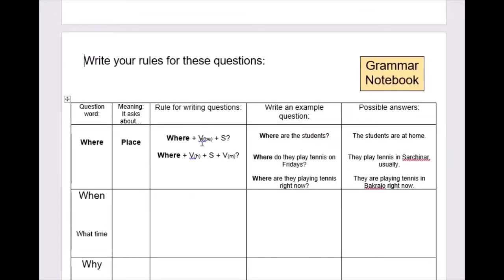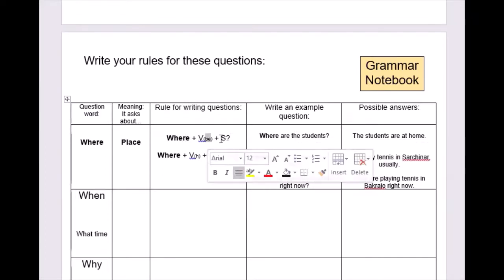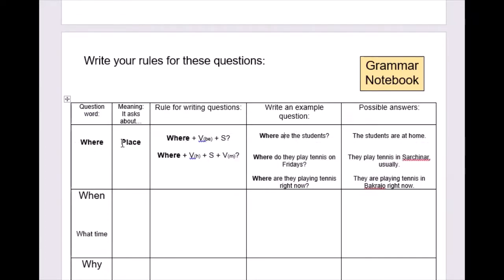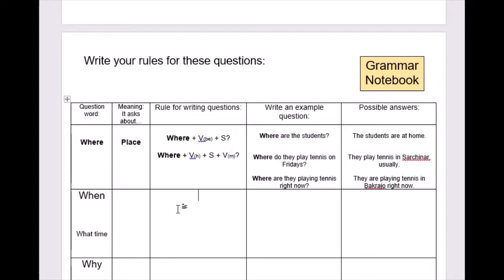So where are the students? Where, verb be, subject, okay? Or you could use where. It asks about a place. Where do they play tennis on Fridays? Where, helper verb, subject, main verb. Where do they play? Okay. So when, the meaning, it asks about time, okay? What time is specific.